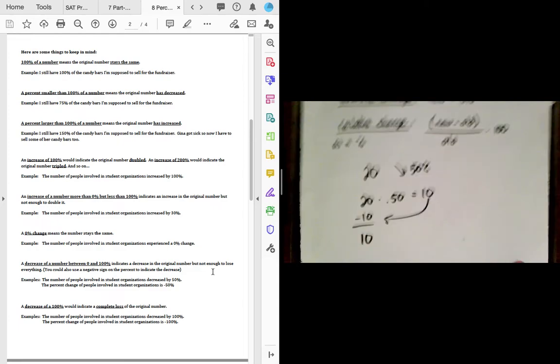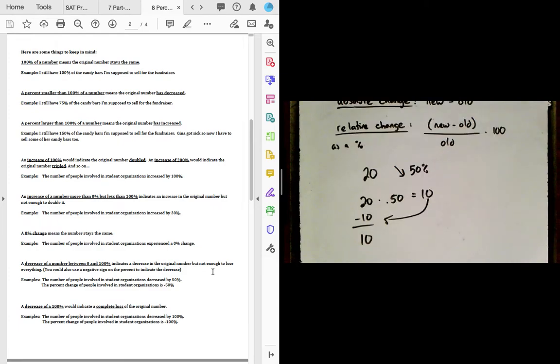A decrease of 100% means that I lost everything, right? If I had 20 candy bars and I sold 100% of them, I have no candy bars left. And then lastly, a decrease greater than 100% cannot happen, because if I only have 100% of something, then I can't lose more than that, right? If I have 20 candy bars, there's no such thing as me losing 150% of those candy bars, because I only have 20 of them to lose. So I can't lose 30 if I only have 20.